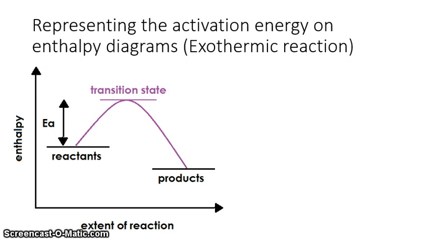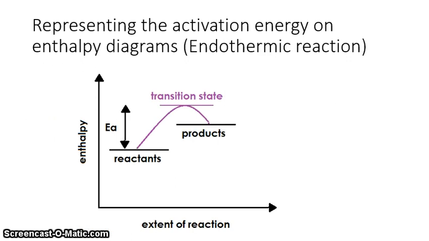We can do a similar one for endothermic. So if you look at endothermic, it's similar, except that the reactants and the products are orientated differently because the reactants have less energy than products, because remember, endothermic is taking in energy from the surroundings, therefore the products end up with more energy than the reactants. But you can see there's still that activation energy, and the activation energy goes from the reactants to the transition stage.